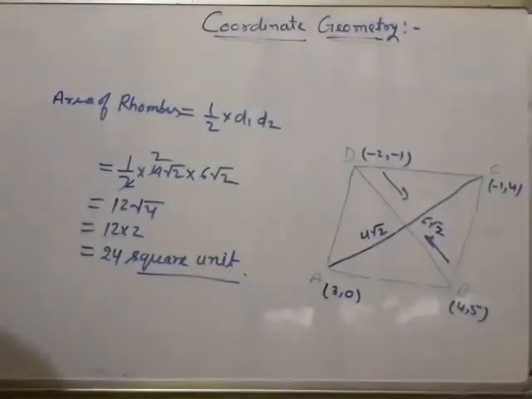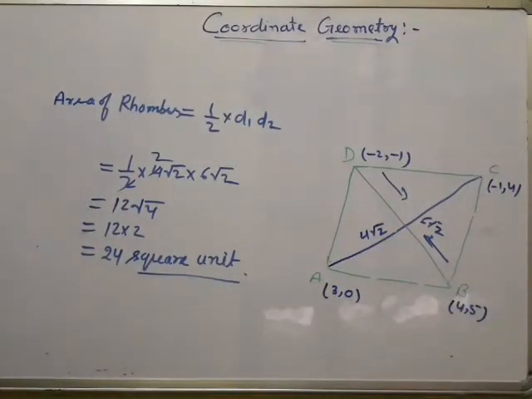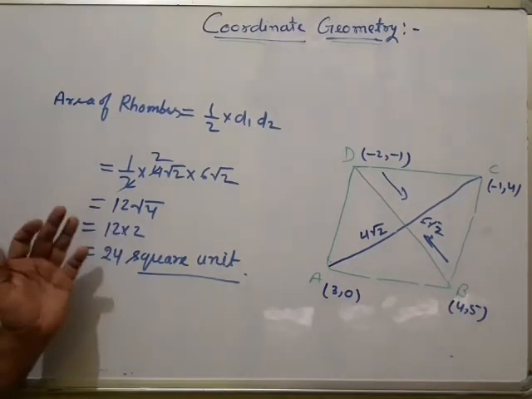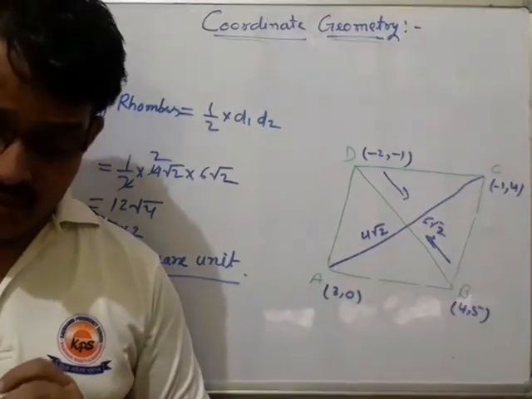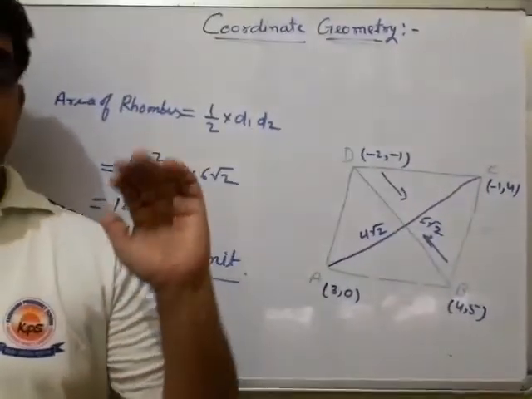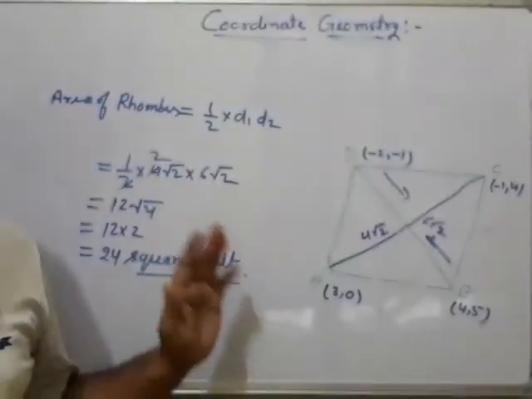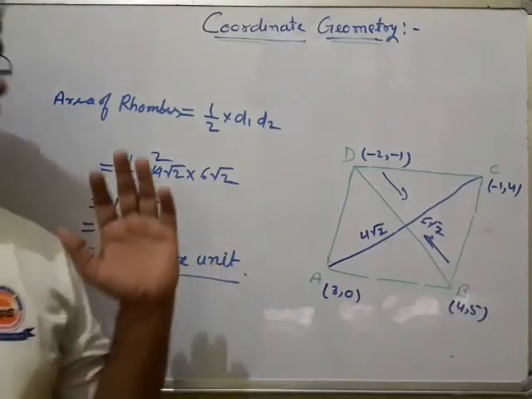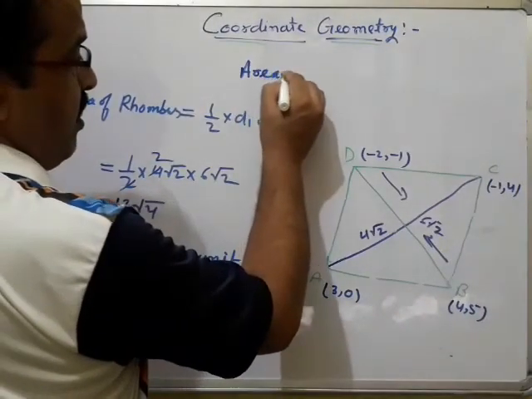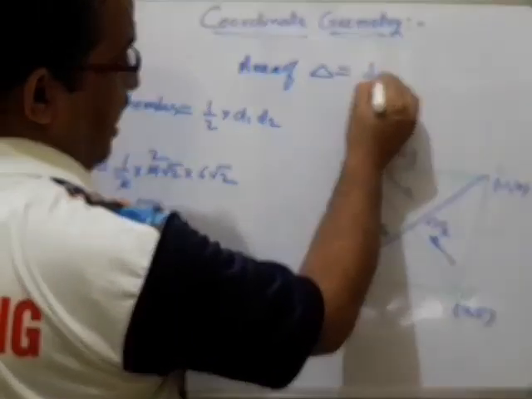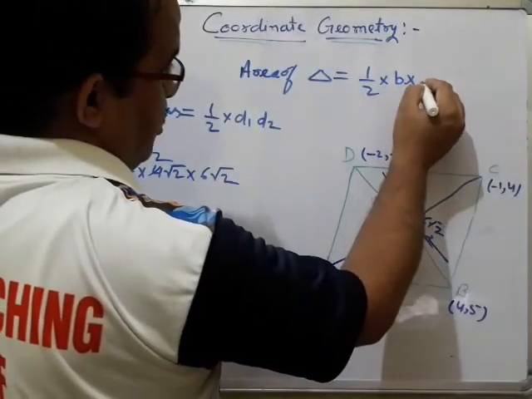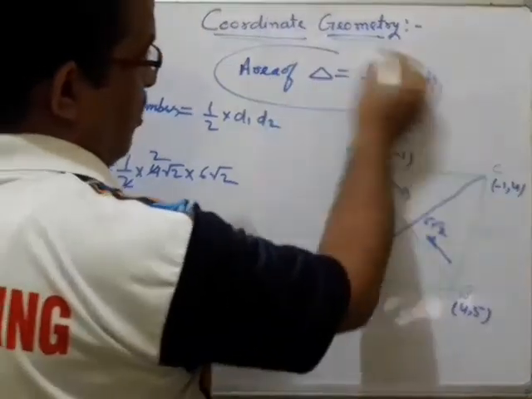Now your next point, in the comment section, coming board this year, area of triangle. Area of the triangle, we know that it is 1 by 2 base into height, half into base into altitude or height. This portion, the area of the triangle.